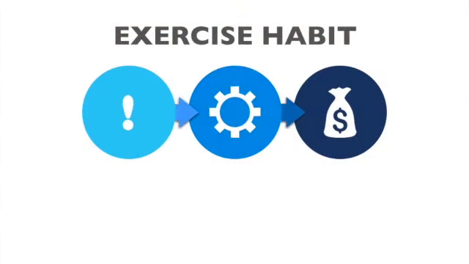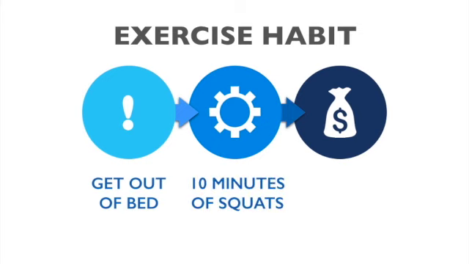If you're wanting to create an exercise habit, maybe you have a trigger of getting out of bed in the morning. And right from doing that, you go right to putting on your workout clothes, and that's your trigger. And then your action is to do 10 minutes of squats Monday, Wednesday, Friday, 10 minutes of jumping jacks Tuesday and Thursday, and Saturday and Sunday, you go out for a walk around the block.